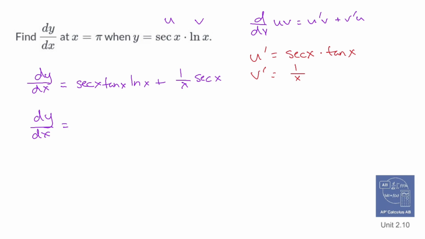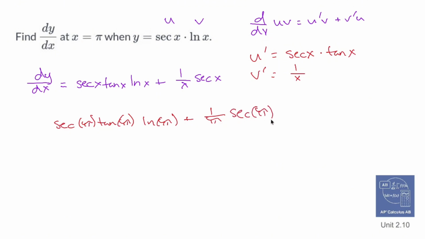So let me actually erase that. I don't really need to simplify anything. There's nothing in here that needs to be simplified. There's nothing we could do. It's just now what we have to do is plug in pi. So if I plug in pi, I end up with secant pi tangent pi ln pi plus 1 over pi secant pi. So pi's everywhere. It's like Thanksgiving.